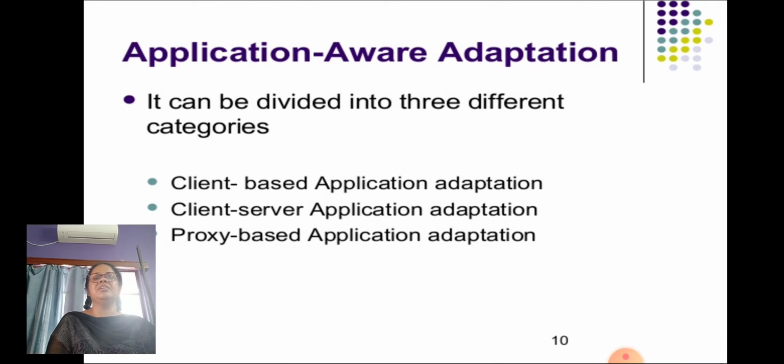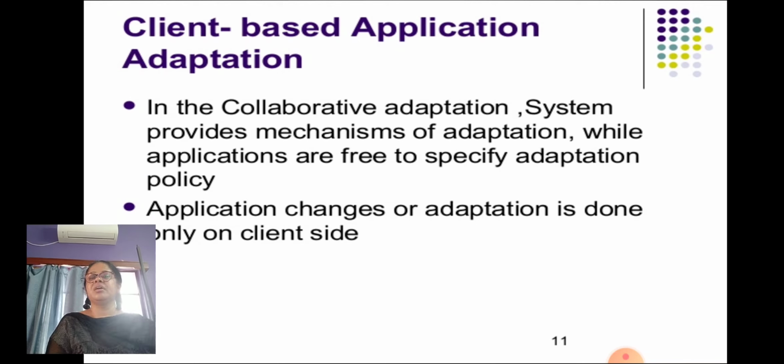It can be divided into three categories: client based application adoption, client server application adoption, and proxy based application adoption. Client based application adoption. In the collaborative adaptation, the system provides the mechanism of adaptation while applications are free to specify adaptation policy. Application changes or adaptation is done only on the client side.